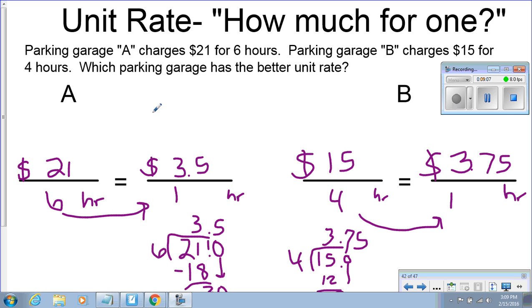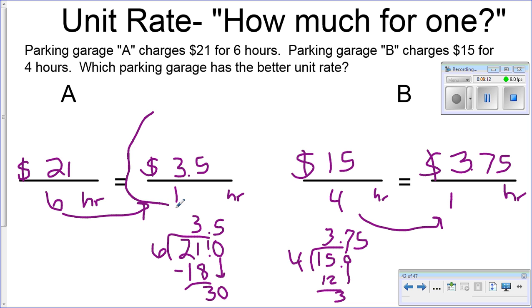So we want to know, where are we going to park? Parking lot A or parking lot B? And in this case, parking lot A is just 25 cents cheaper per hour. So that's probably where I would choose to park.